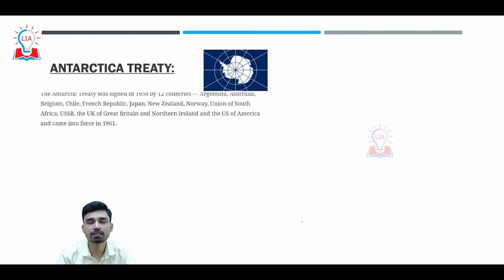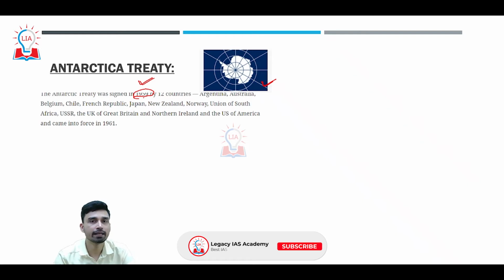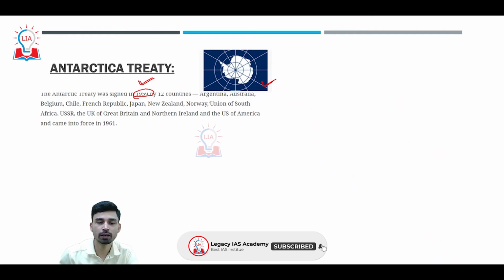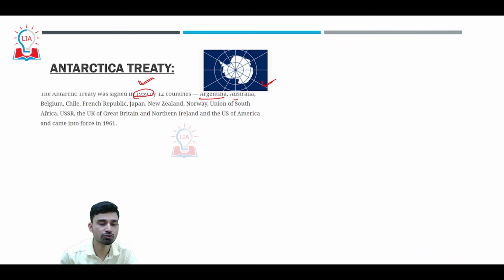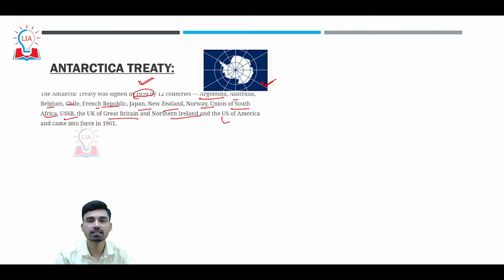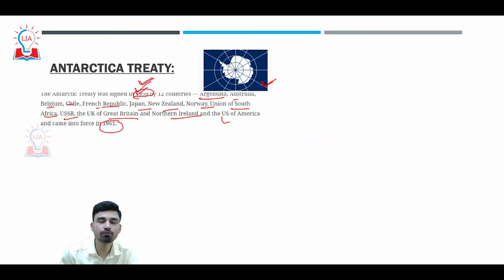Since we have discussed that India's Antarctic program began with the signing of a treaty called the Antarctic Treaty, let us understand briefly what the Antarctic Treaty is. You can see this is the map or flag of the Antarctic Treaty, and it was first signed in the year 1959 by 12 countries whose names you can read here. It was Argentina, Australia, Belgium, Chile, the French Republic, Japan, New Zealand, Norway, the Union of South Africa, the USSR, Great Britain and Northern Ireland, and the United States of America. Though the treaty was signed in 1959, it came into force in 1961.